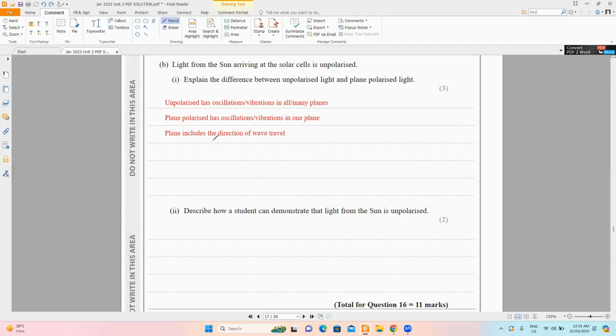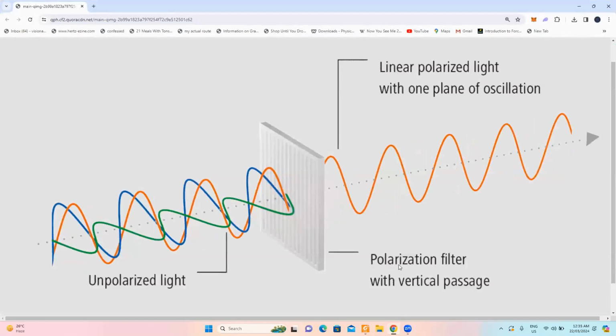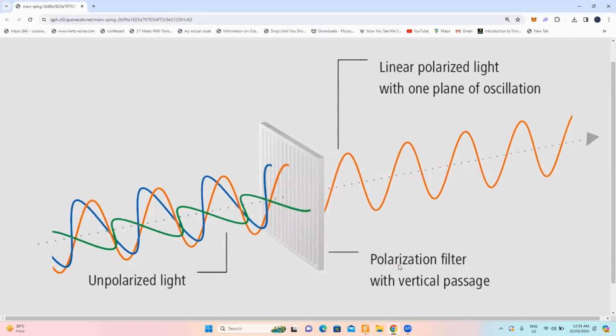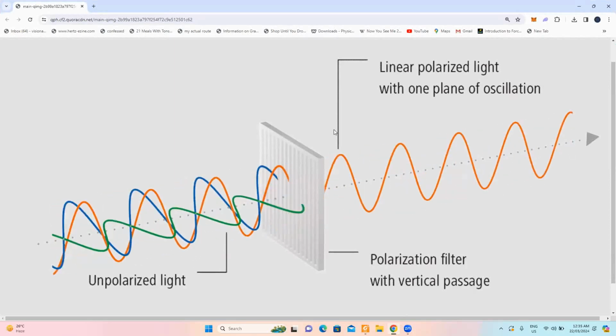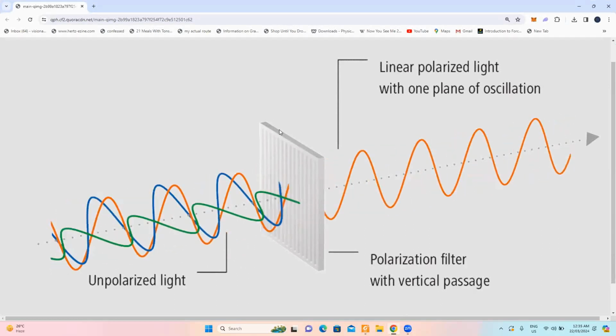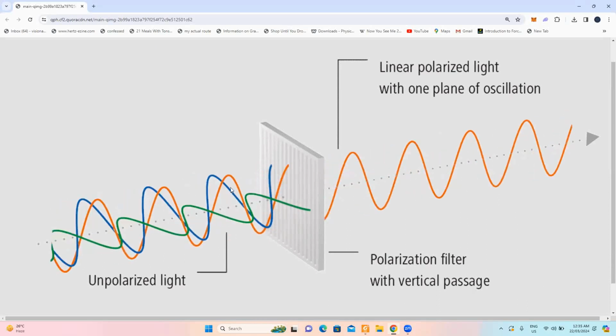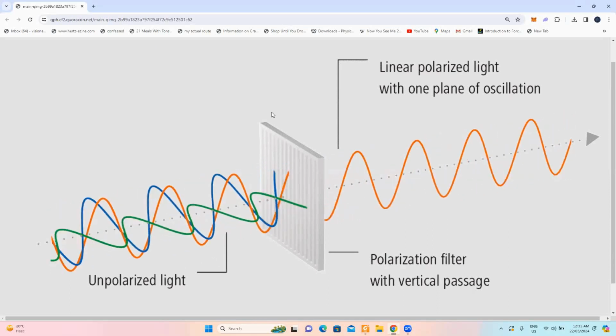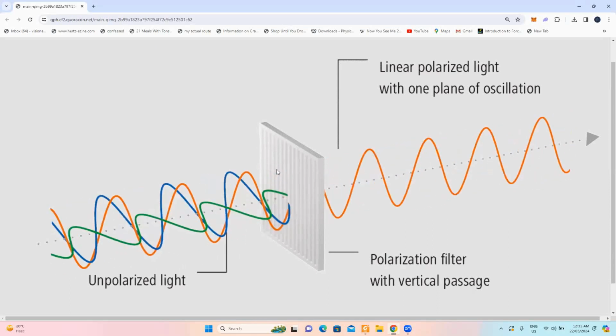Next part says, describe how a student can demonstrate that light from the sun is unpolarized. Okay, for this I have a small demonstration for you all. So here you have unpolarized light at the left, of course. And when unpolarized light passes through a polarizing filter, you can see it gets polarized. Now, if you start rotating the filter, you'll see, since there are multiple directions of oscillation or multiple planes of oscillation, even if you rotate this, at least one plane will always pass through the filter, right?